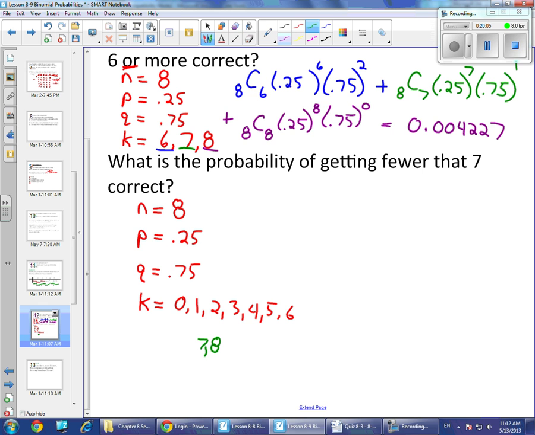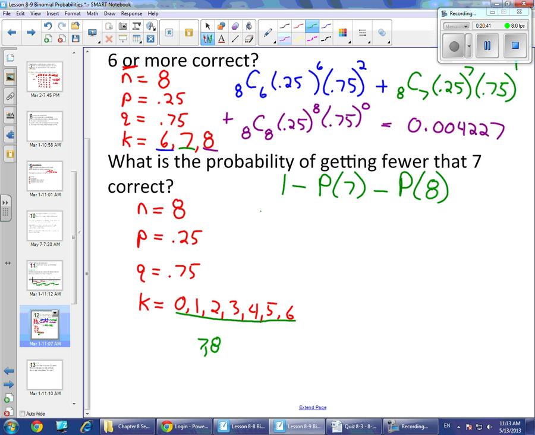If you think about what we said with complements last chapter, basically all of these probabilities, if I did all 9 of them, because there's 0, 1, 2, 3, 4, 5, 6, 7, 8, should add up to 1. So instead of using the formula and doing it 7 times and adding them up, I'm just going to do the formula twice and subtract from 1. So I'm going to go 1 minus the probability of getting exactly 7 correct minus the probability of getting exactly 8 correct.